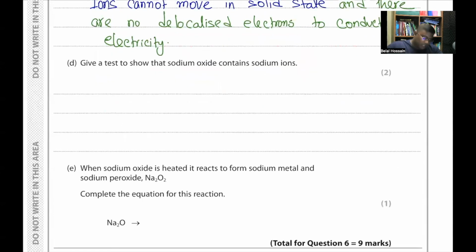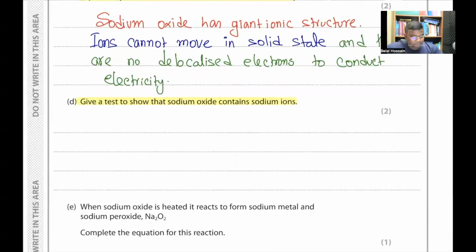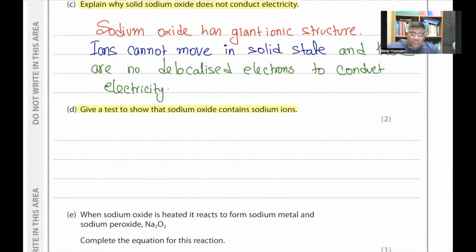Part D. Give a test to show that sodium oxide contains sodium ions. We know that we can perform a flame test to find out the cation. And because we want to prove the presence of sodium ions, a yellow color in the flame test will indicate the presence of sodium.